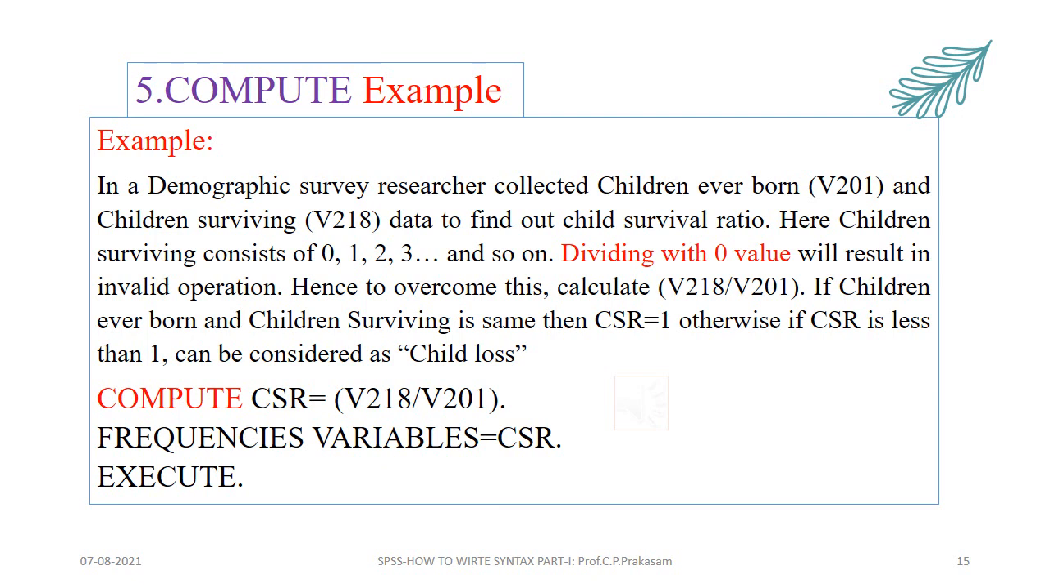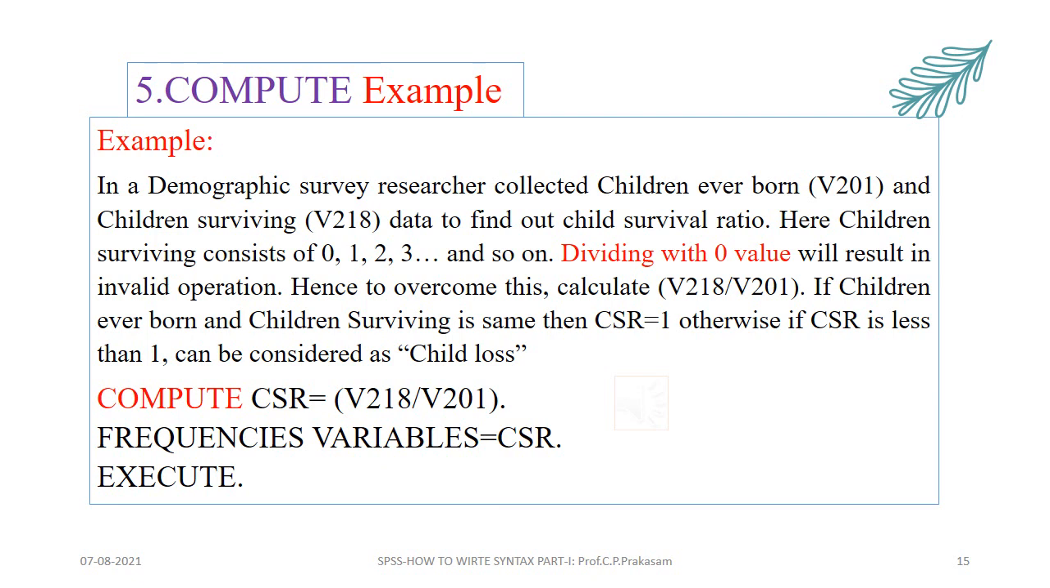Here, children surviving consists of data on 0, 1, 2, 3, that is, the number of women who are having 0 children, the number of women who are having 1 child, 2 children and so on. Therefore, dividing with a 0 value will result in an invalid operation. Hence, to overcome it, we have to calculate V218 divided by V201.